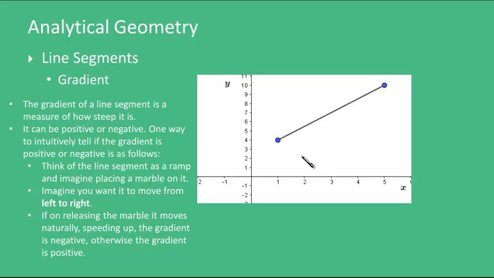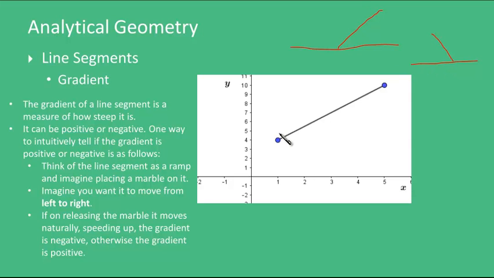So one way is just to imagine that this is like a broomstick, and if you place a broom like that on the floor, if it falls to the right, then that's like a line segment that has a positive gradient. If the broom will fall to the left, then that's like a line segment that has a negative gradient.